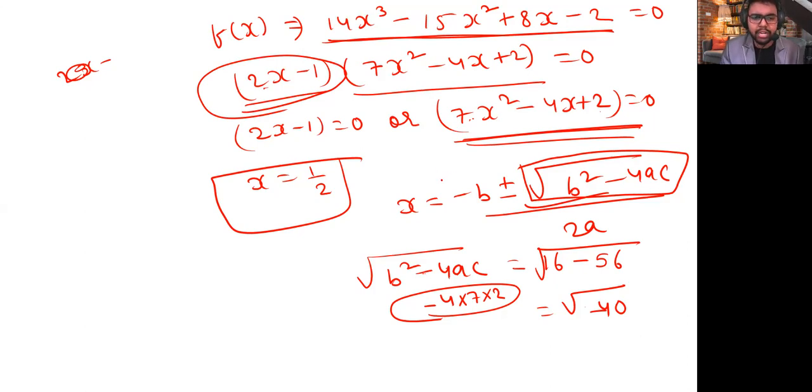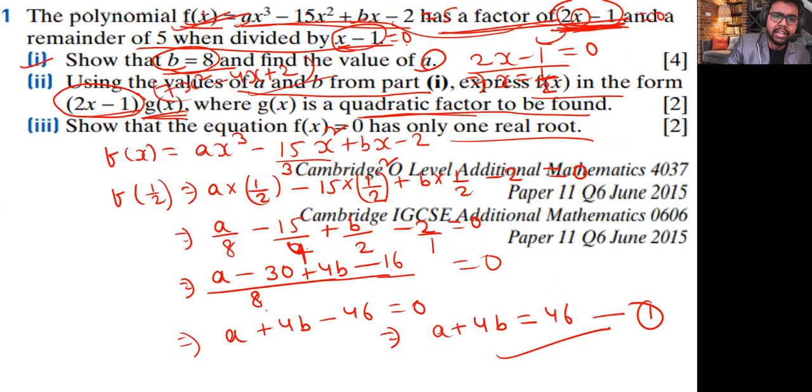How did I come to know that? Because I know that when the value under the root, b square minus 4ac, is less than 0, that means negative, the real roots do not exist. Therefore, I can finally conclude that the equation f(x) = 0 has only one real root. Yes, obviously it has one real root, that is 1 by 2.